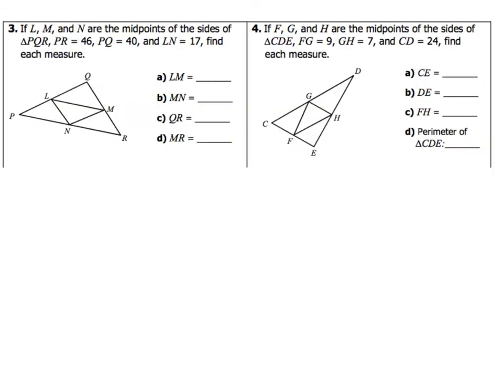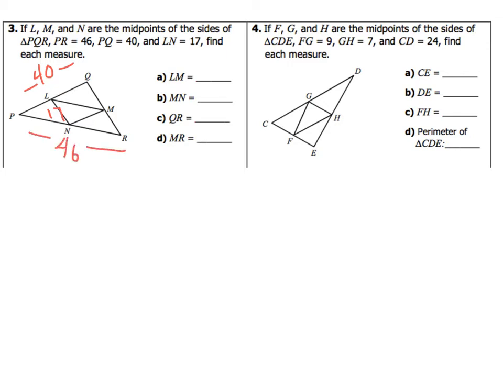So in problem number 3, as we read through, it's telling us that L, M, and N are midpoints of the sides. That's helpful information because if they're the midpoints, then it's going to split the segments into equal parts. So when I look at it and label, P to Q is 40. So P to Q is 40. L to N is 17. And P to R is 46.